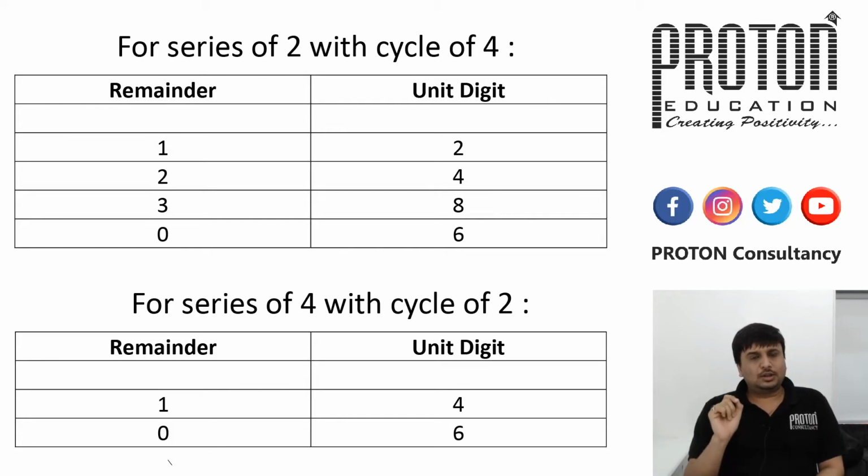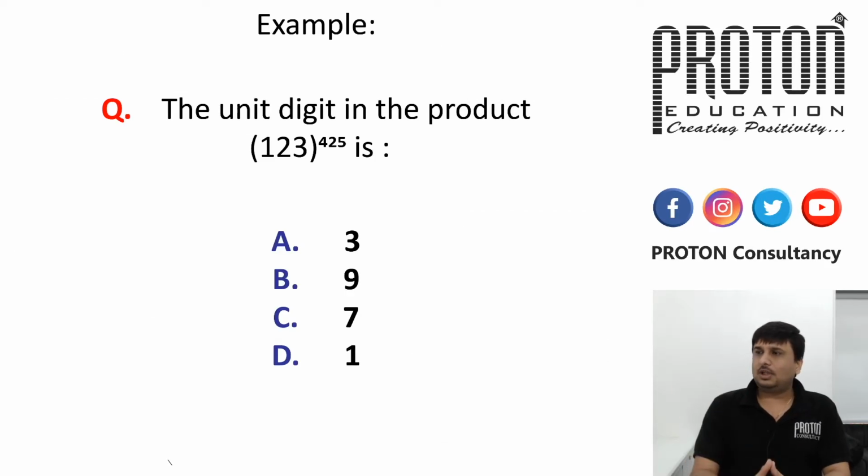So even power will always give us 6. In all the cases you take it, be it for 4, be it for 9, all the cases which have a cyclicity of 2 digits, this holds true. This is a very important shortcut, please keep this in mind. Let's look at it with an example.